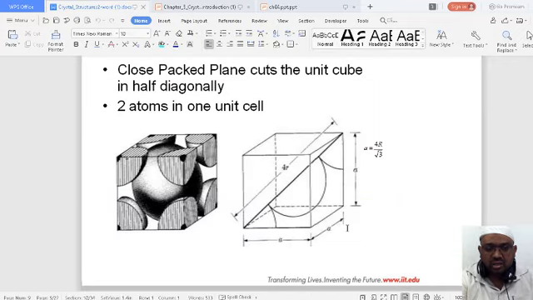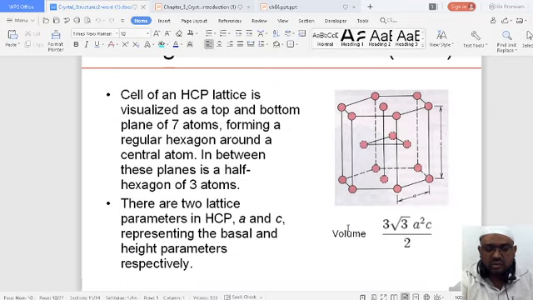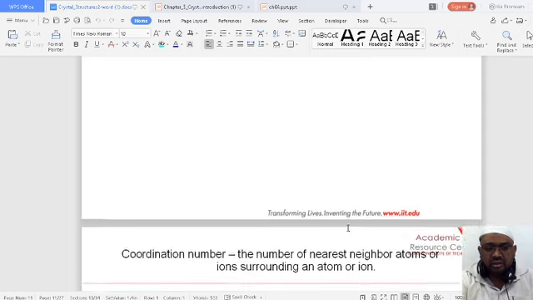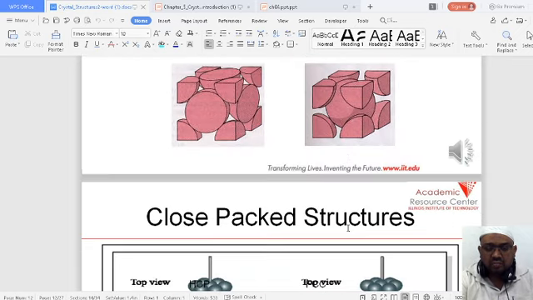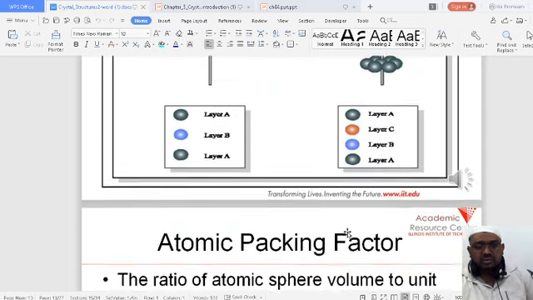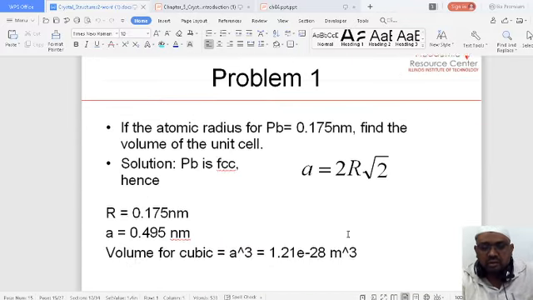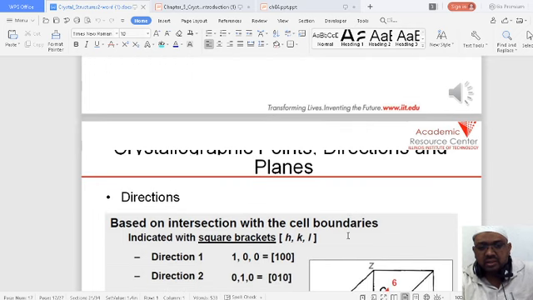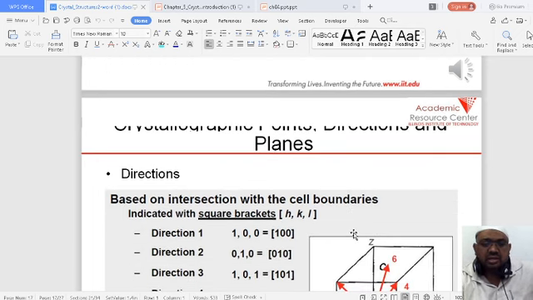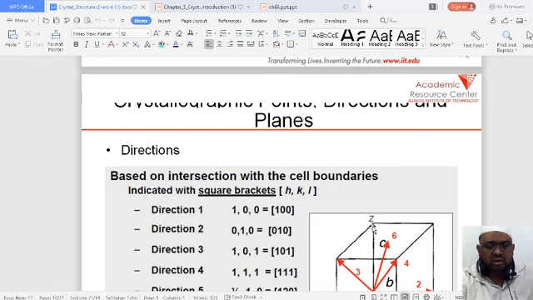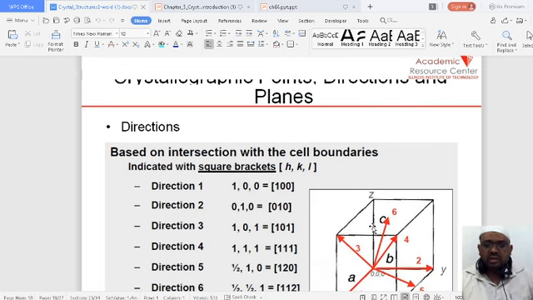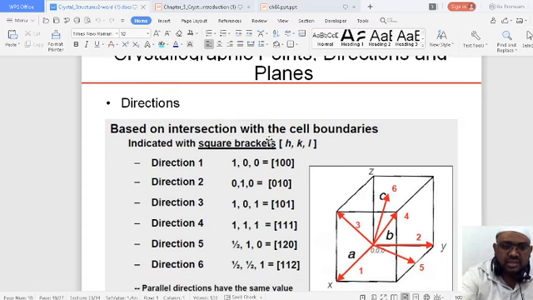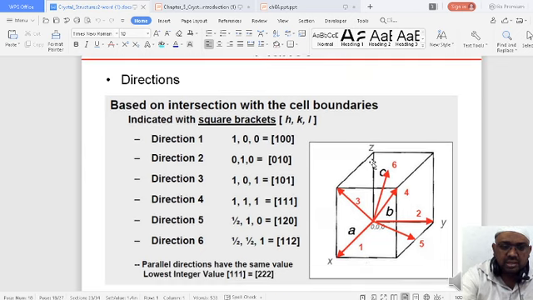Now this is called BCC, and hexagonal is also there, but we need not go for that. It is not actually included in our syllabus. Now you have had a very brief understanding about directions and planes. So here also we'll go for a very quick view of the directions based upon the boundaries of the unit cell.